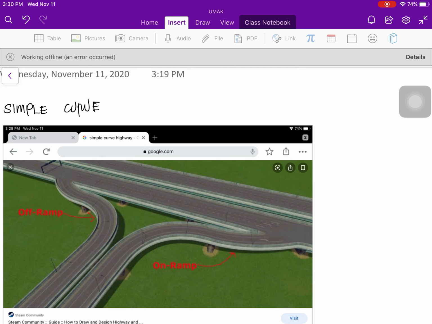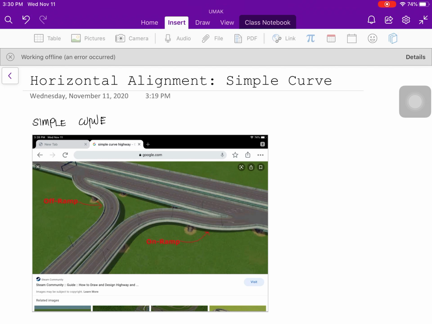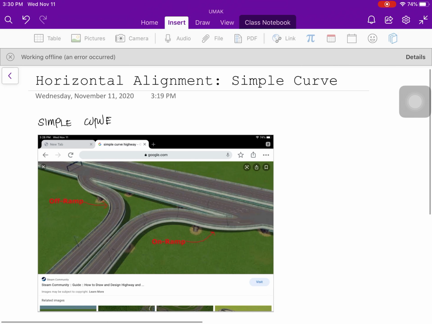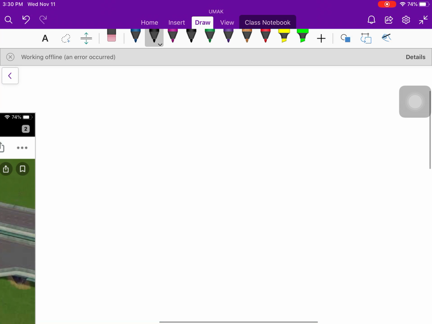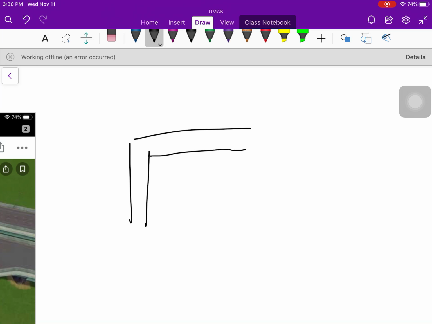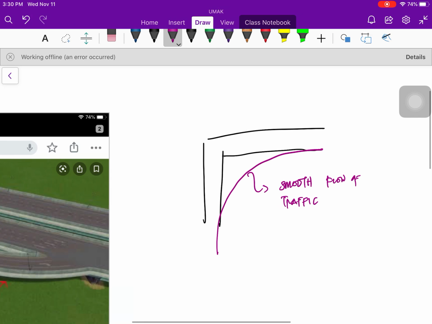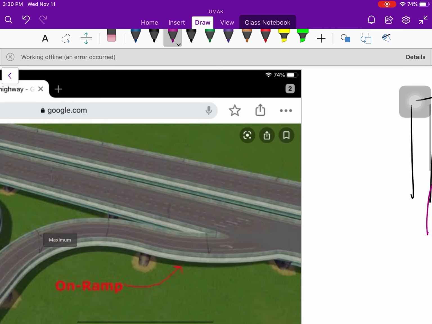Okay, our topic for today is about simple curve. Simple curve is used for having a smooth transition at the corners where highways intersect. For example, if you have two roads intersecting, it's better to use a curve like this for a smooth flow of traffic. That's the main reason why we are using a curve instead of this sharp intersection.